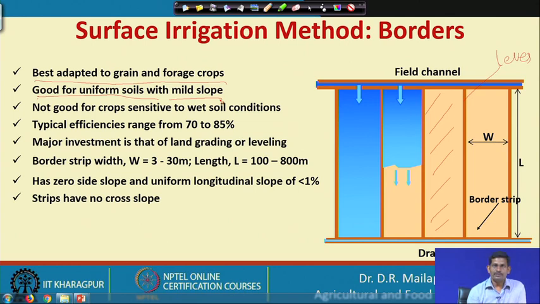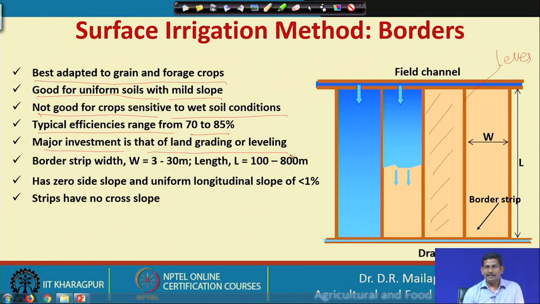So, in order to achieve a uniform infiltration rate, and also for the infiltration distribution to be uniform throughout the field... Borders are not good for crops sensitive to wet conditions. Because the water is stagnant in the borders, crops which are sensitive to moisture or wet conditions are not suitable for this. The typical efficiencies that could be achieved are 70 to 85% in this, and there is major investment in land grading and leveling. So, this is very important in borders.